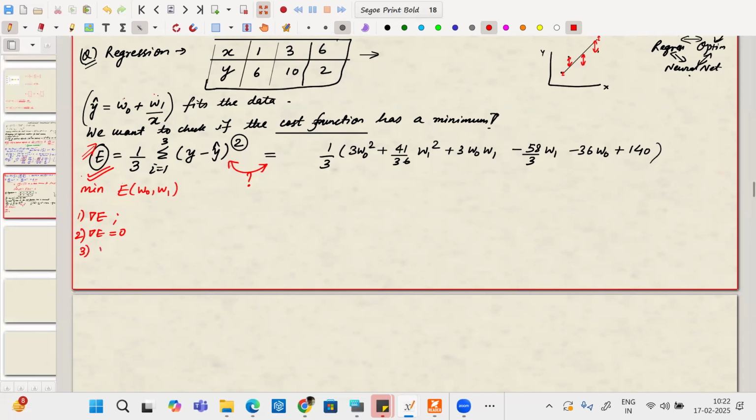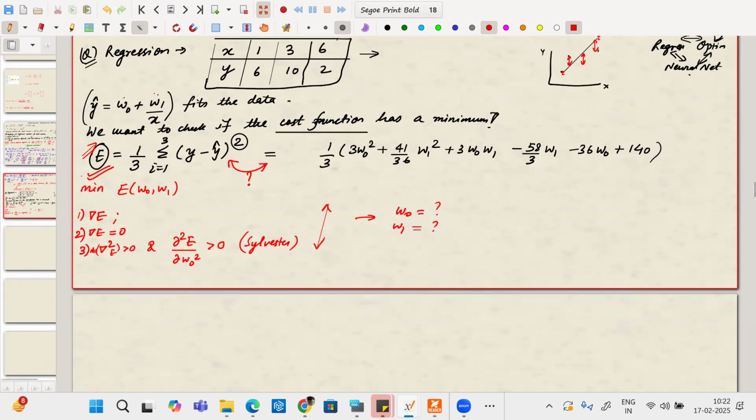What will you do? That point might be a maximum or minimum. To check whether it is a local minimum, apply the Sylvester criterion. That is, the determinant of grad squared E should be greater than 0, and del squared E by del W0 squared, W0 being the first variable, should be greater than 0. This is the Sylvester criterion. After you do this step, you will know what W0 and W1 to be used so that it attains the minimum.